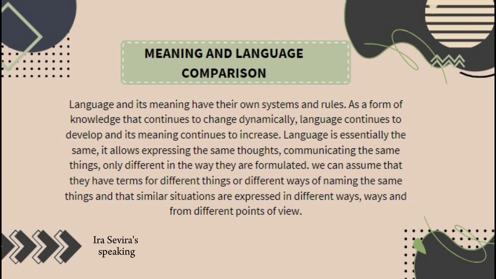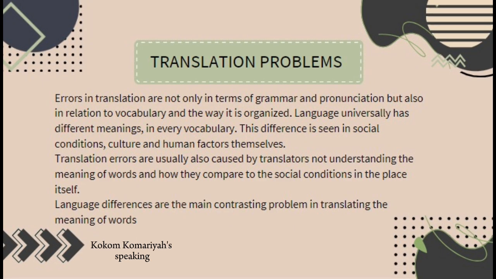We can assume that they have terms for different things or different ways of naming the same things, and that similar situations are expressed in different ways and from different points of view. So in meaning and language comparison, sometimes we have translation problems. Errors in translation are not only in terms of grammar and pronunciation, but also in relation to vocabulary and the way it is organized.